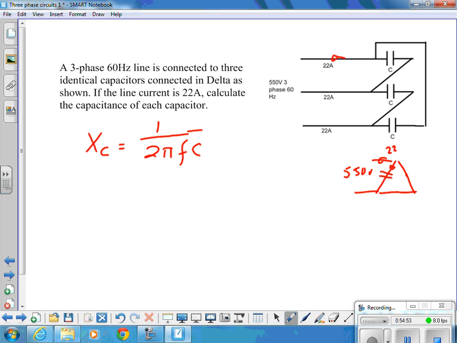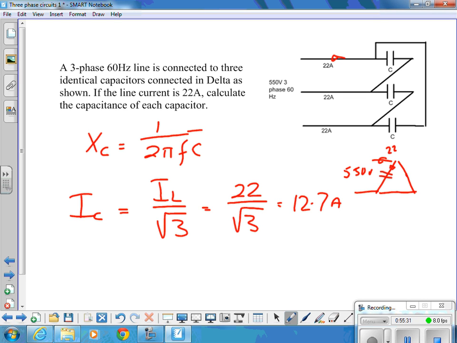So what is IC equal to from what we know? The current flowing in each capacitor, Joe, i.e. the phase current. How can we calculate the phase current here? IL over root 3. 22 over root 3 is, what did you say it is? 12.7 amps.